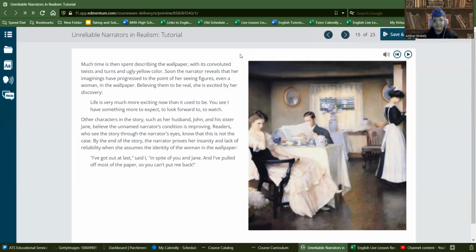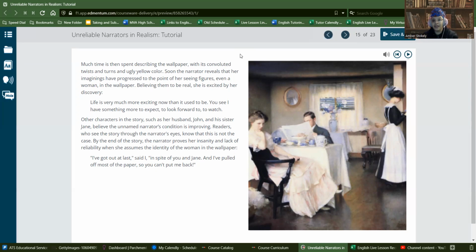You know that she's crazy, but everyone around her thinks that she's getting better. So by the end of the story, the narrator basically confirms that she's crazy. So she assumes the identity of the woman in the wallpaper.